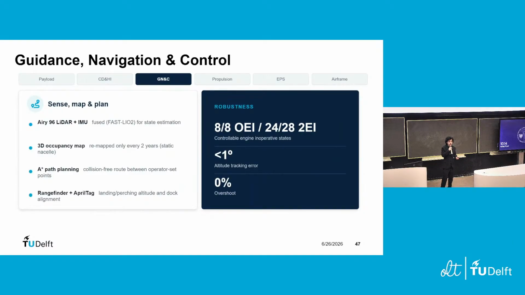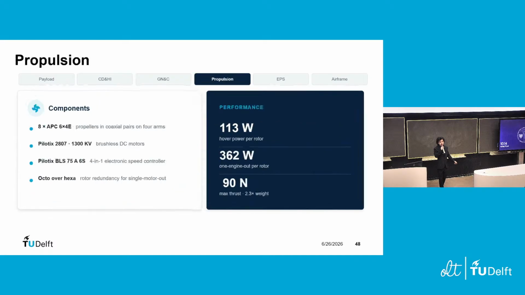And we are proud to say that we have been able to achieve 8 out of 8 scenarios where the drone remains stable after 1 engine inoperative, and 24 out of 28 scenarios where 2 engines inoperative means the drone still flies. Propulsion has also been designed with the same thought process in mind. As such, even though our nominal consumption per rotor is around 113 watts, we are capable of delivering 360 watts per rotor or up to 90 newtons, which means around 2.3 Gs.